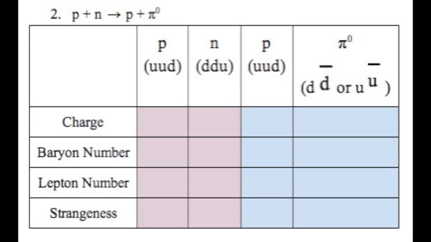And the pi would either be a down, anti-down, or an up, anti-up. And this information is usually given. However, for proton and neutron, you have to memorize that it's up, up, down, and down, down, up.